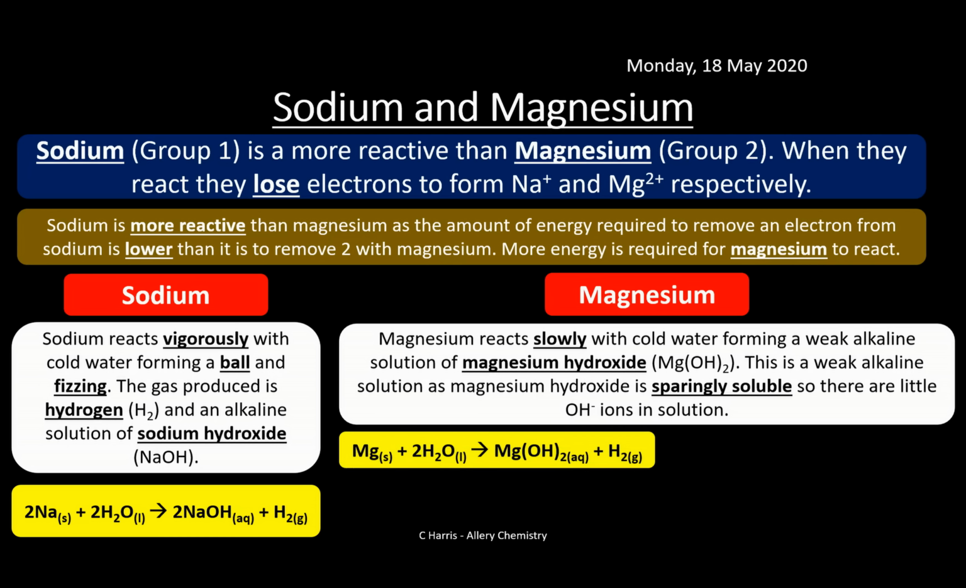So for the reaction here, there are actually 2 different things to mention. This is magnesium reacting with water. That will form magnesium hydroxide and hydrogen.